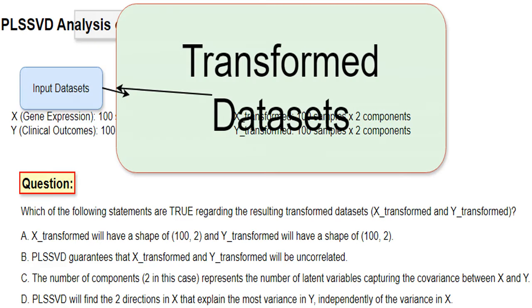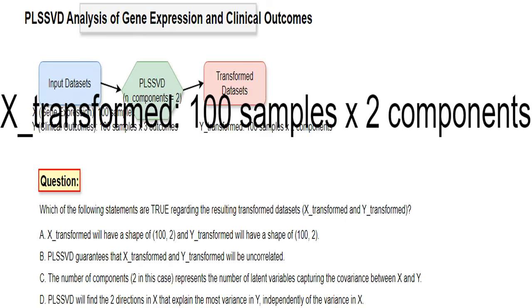After running PLSSVD, we get transformed datasets. These are lower dimensional representations of X and Y that capture the essence of the relationship found by PLSSVD. The original gene expression data, X, is now reduced to 100 samples and only 2 components. This means PLSSVD has captured the most important information from 50 genes into just 2 new variables. We've reduced the complexity. It's like creating a summary of the original dataset.